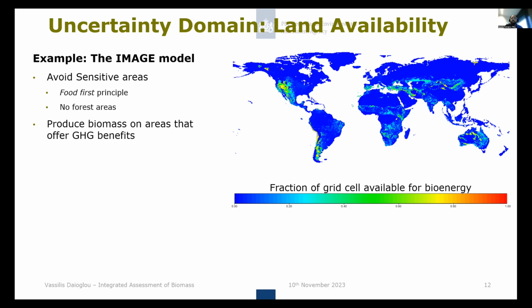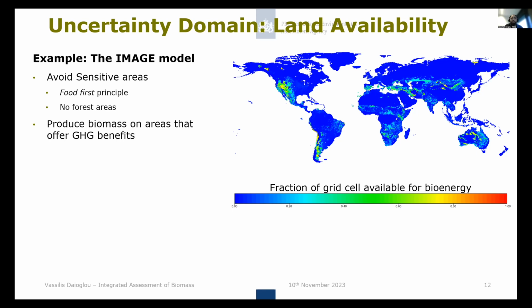And we generally put a lot of different constraints. And then in principle, we find land which is available to produce biomass for energy purposes that does not have massive environmental implications. And here we see, as an example, one of those maps for an SSP2 baseline, where you see that there is quite a bit of land available.